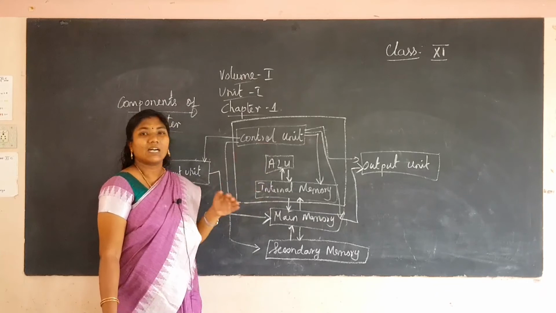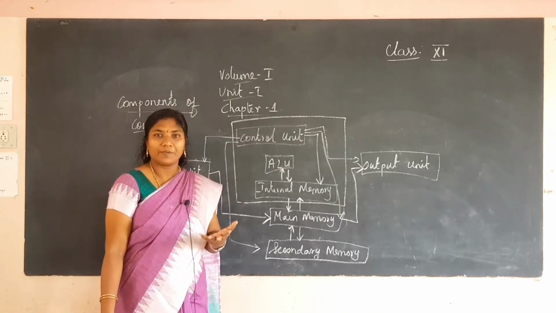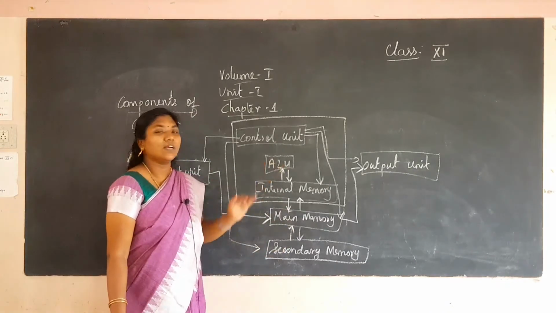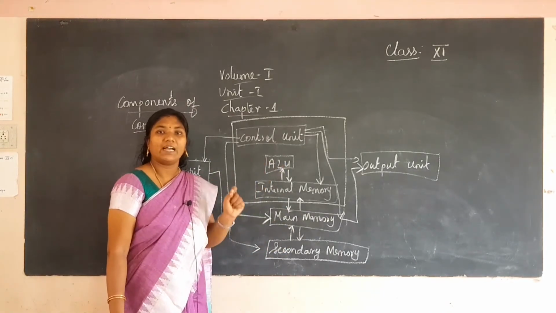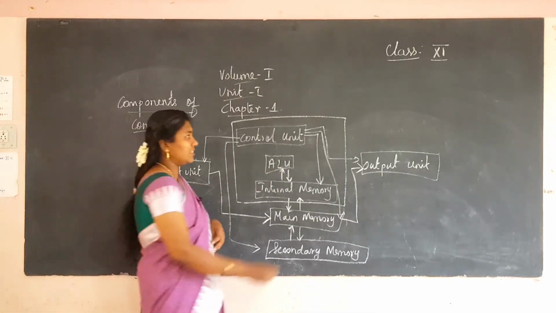Okay. So, what is a control unit? The control unit gives access to all the components and controls all the components of the computer. And the next one, ALU, arithmetic and logic unit. What is ALU? Arithmetic and logic unit.